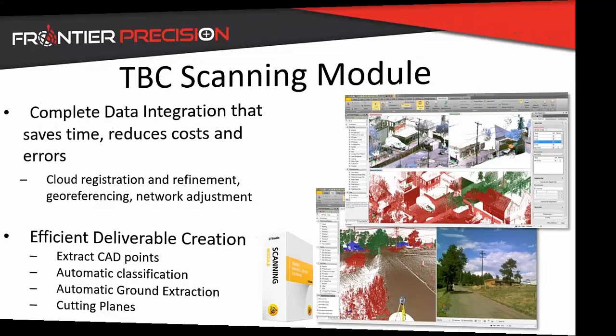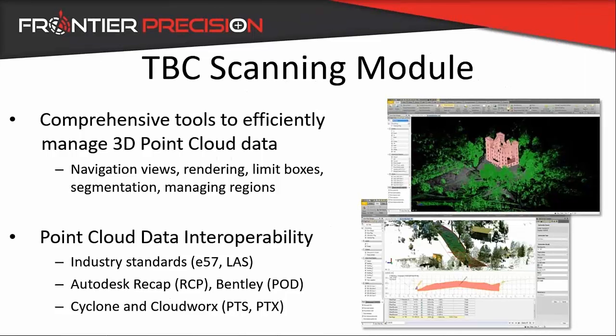Again, these are just some of the highlights of the TBC scanning module. Some of the other things that you can do, obviously you have some navigation and rendering views, but you have limit boxes, segmentation, and region management within the software, as well as standard industry import and exports using E57 and LAS formats, and then Cyclone CloudWorks exports to PTS and PTX files are also supported.